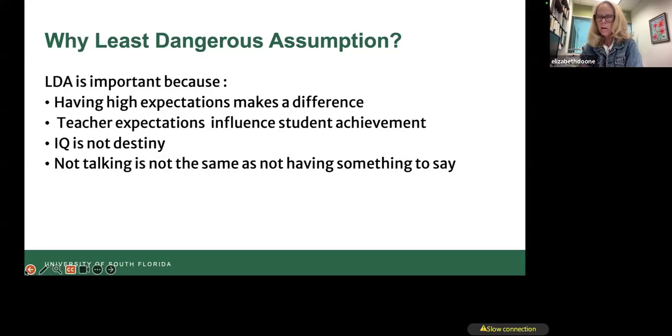And then think about our students who have communication challenges. Not talking is not the same as not having something to say. So we need to make sure that we're providing our students with the means for communication. So that is why we're looking at the least dangerous assumption and why this is important.